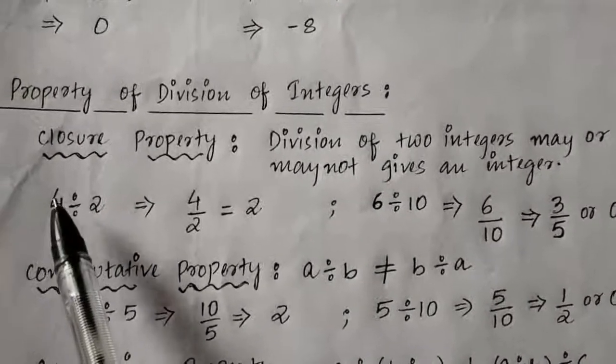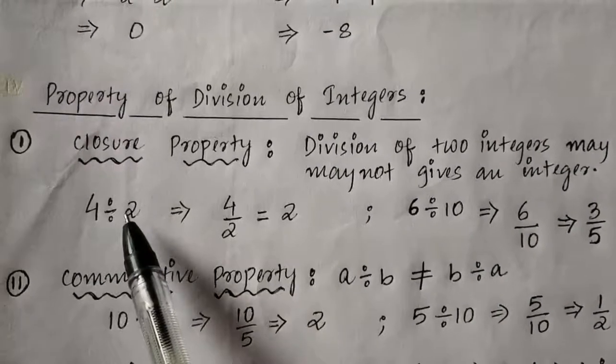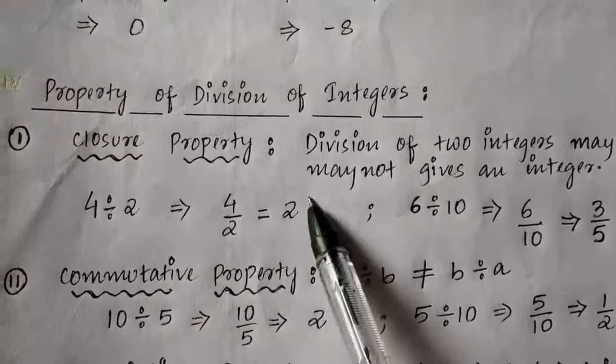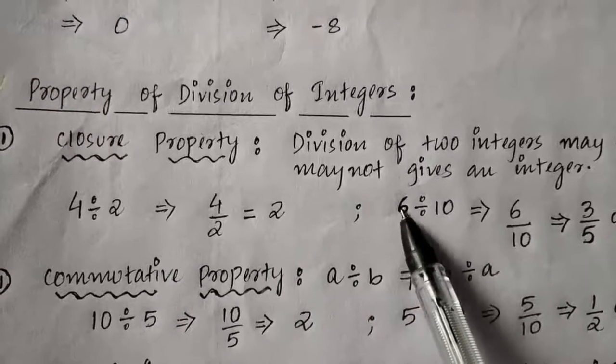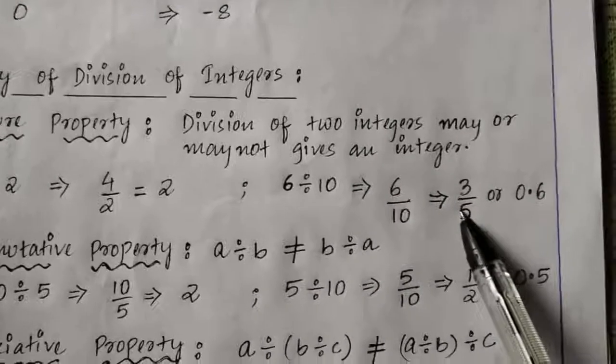If I take a division of 4 by 2, that is 4 divided by 2, I get 2 as an answer. But if I take 6 divided by 10, I get 3 by 5, which is a fraction.